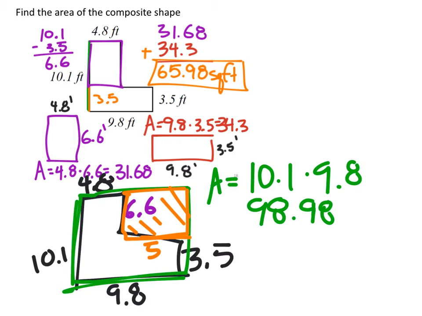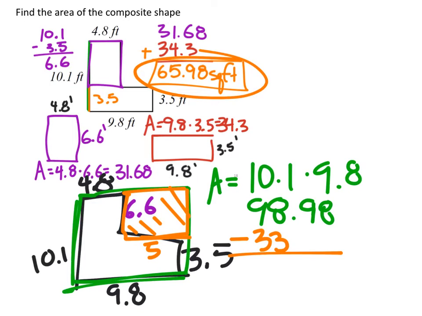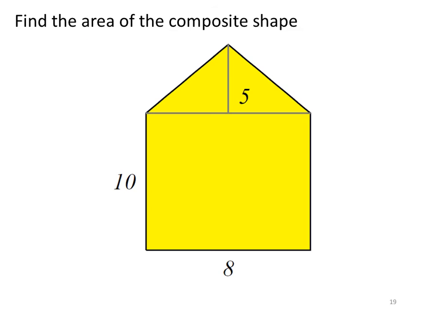So you do 6.6 times 5, which is 33. So that's 33, but it doesn't exist, right? So you just have to subtract that out. And when you subtract that from 98.98, it gives you 65.98, which is what we got before. So it's just a quick second method, which if you guys want to use, you could. It's another composite shape.